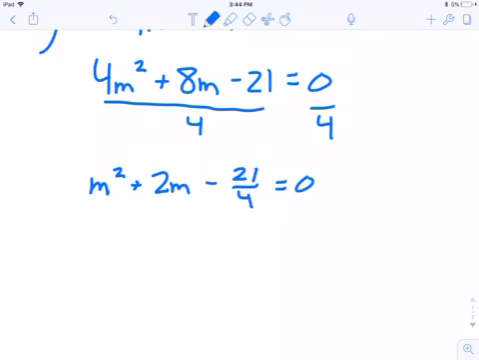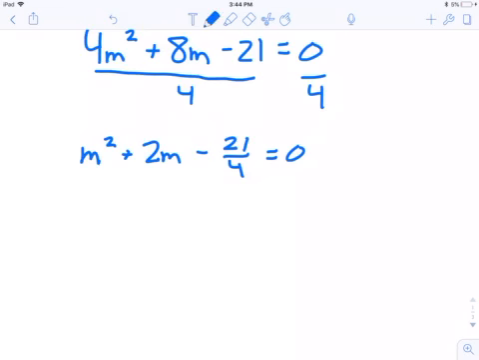The leading coefficient is now 1. We're ready to now go through the process of completing the square. First, we add the constant term to both sides in order to make space for completing the square. Now the question is, what goes here?